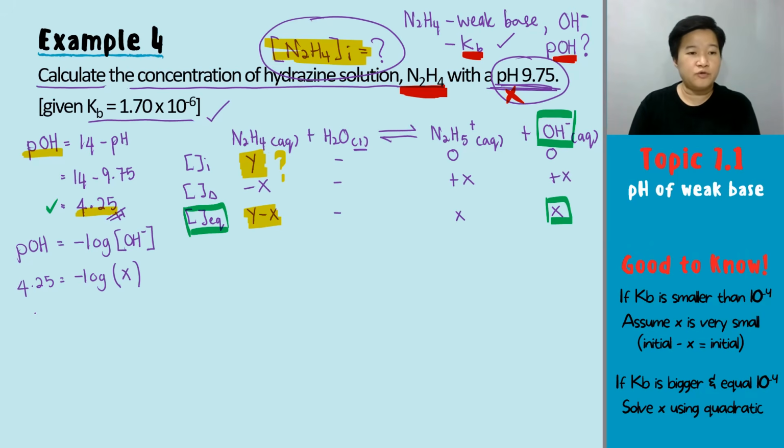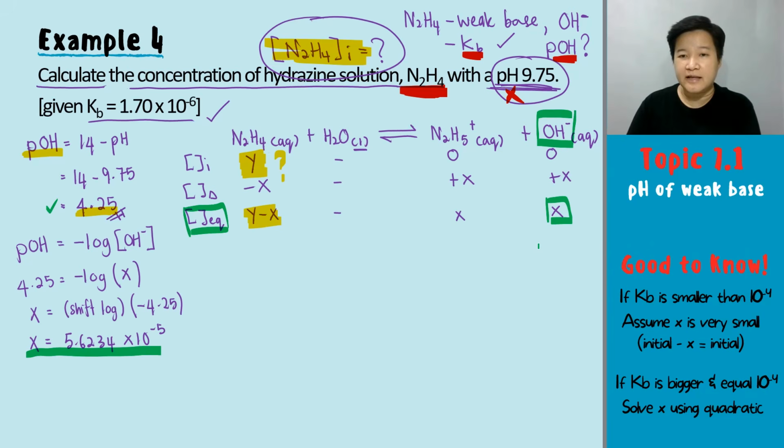Okay? So to find the X, the way that you press your calculator will be shift log. Press your shift log and then negative 4.25. That is the way that you press your calculator. Okay? So your X calculated will be 5.6234 times 10 to the power of negative 5. And that is the X that you obtain. Can you see that? Alright? Simple.